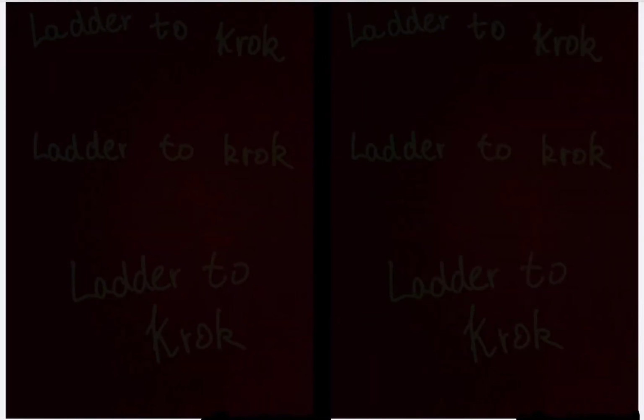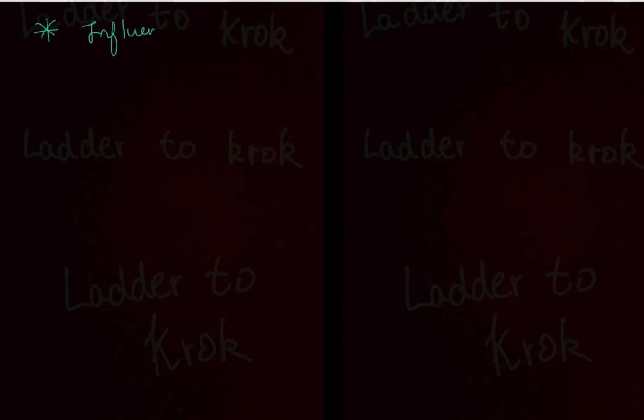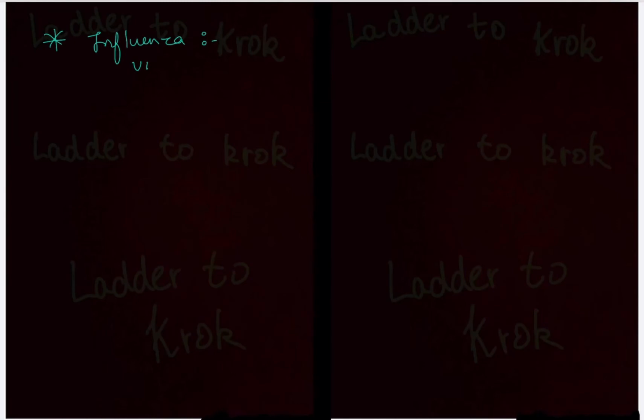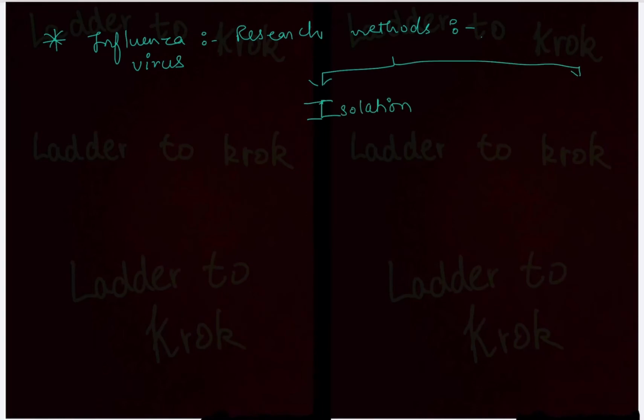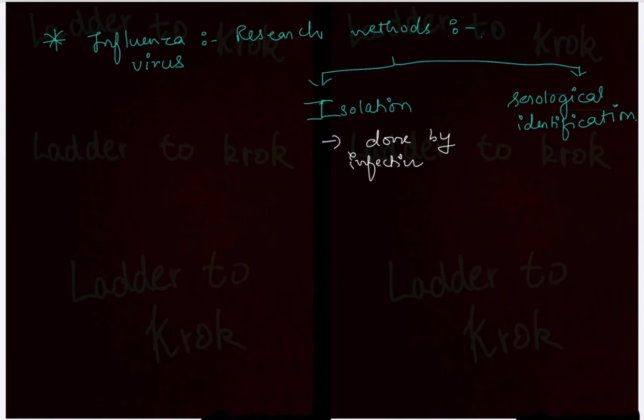Next, let's learn something about influenza. Now, influenza virus research methods are done in two ways. One is isolation and another is serological identification. Serological identification includes agglutinations and everything, the antibody antigen reaction. Let's know some information about isolation. Isolation is done by infecting chicken embryos.